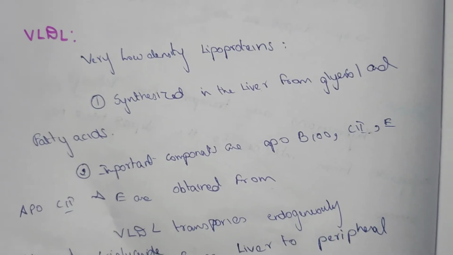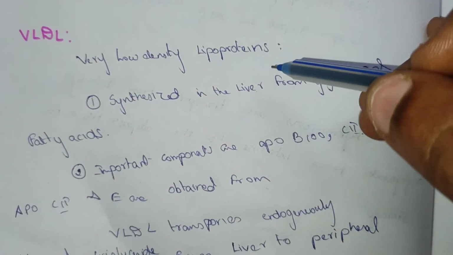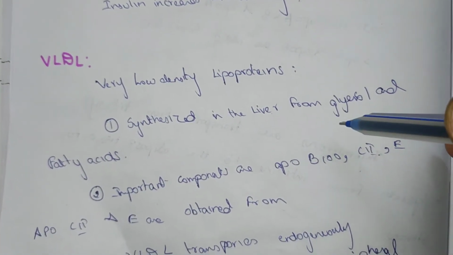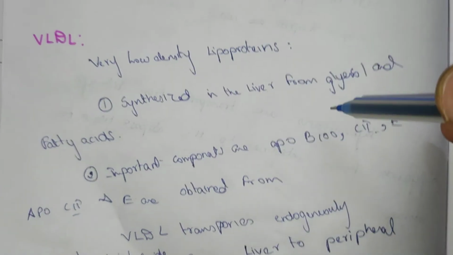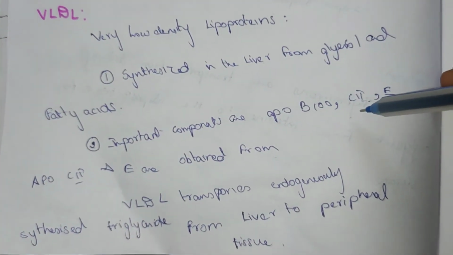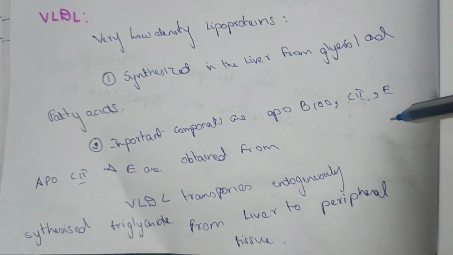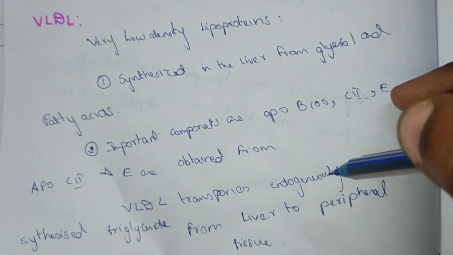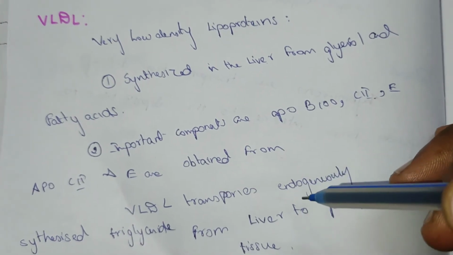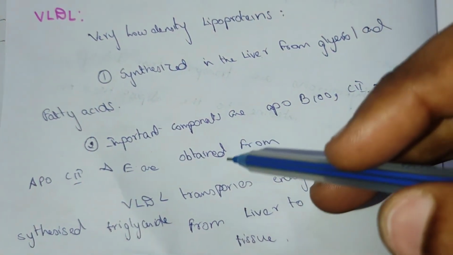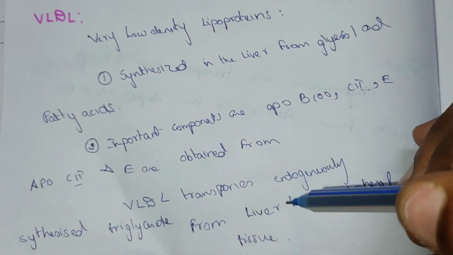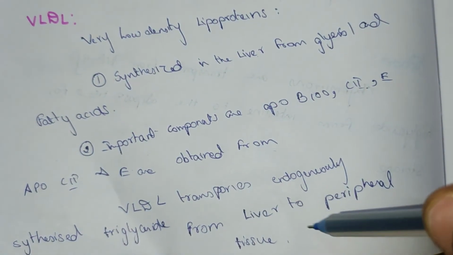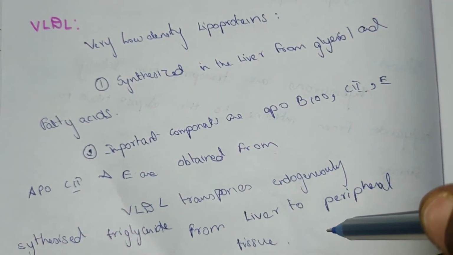Now we will see about the very low density lipoprotein. Very low density lipoprotein is synthesized in the liver from glycerol and fatty acid. The important components are ApoB100 as well as ApoC2 and E. ApoC1, C2, and E are obtained from high density lipoprotein. VLDL transports endogenously synthesized triglyceride from the liver to the peripheral tissue.